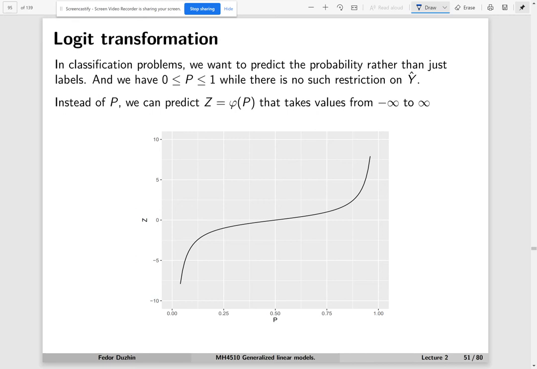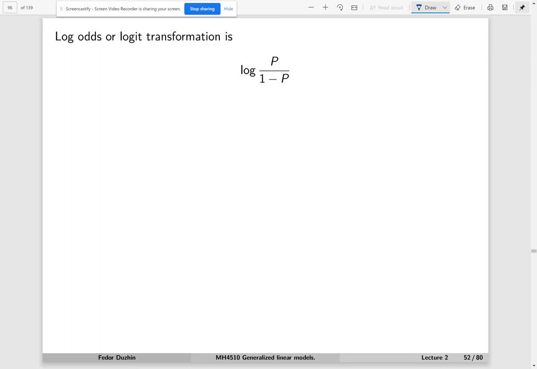So the idea is that this transformation is some function phi of p, such that if p changes from 0 to 1, then phi of p changes from negative infinity to infinity, right? So it is probably an increasing function, and the exact shape of this function is not really that important. It could be whatever you see on the screen, or maybe something like this. As long as it changes from negative infinity to infinity when p changes from 0 to 1, we are going to be good. And people came up with one such function that is called log odds or logit transformation, right?